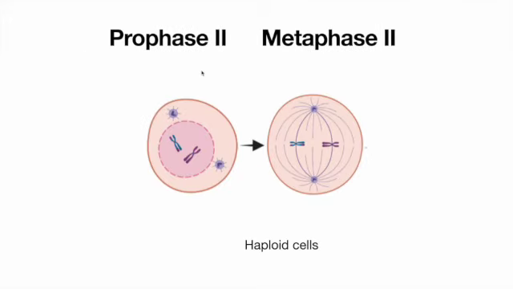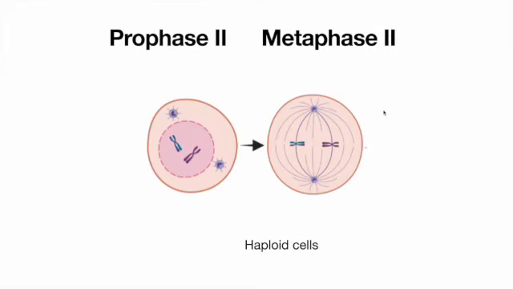And moving to meiosis 2, the cell has already turned from a diploid cell into a haploid cell, because there's only one set of chromosomes. And the process is similar, because at metaphase 2 they also line up at the equator.